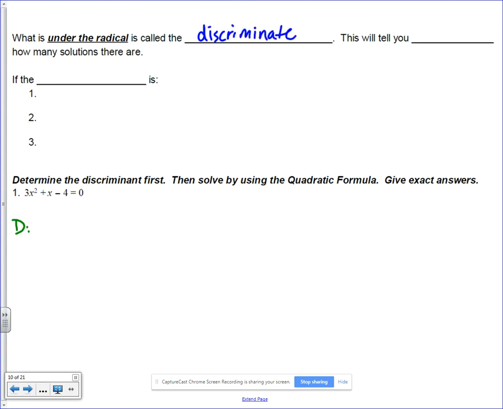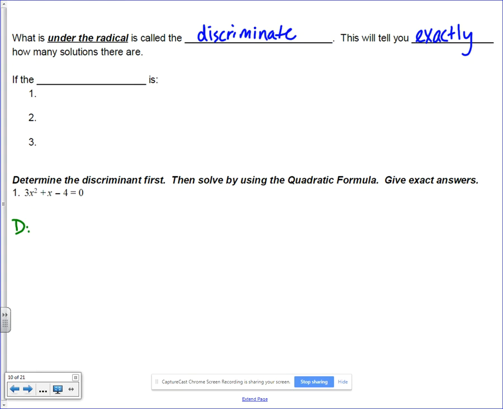This will tell you exactly how many solutions there are. I'm going to hold right here for a second, Ray. Because remember I gave you these 3 situations, right? It could have 2 answers where it hits the x-axis twice. It could have 1 answer where it only hits the x-axis once, or it could have no answers, meaning it never hits the x-axis. Are we good with that?